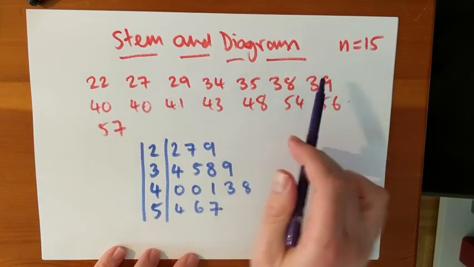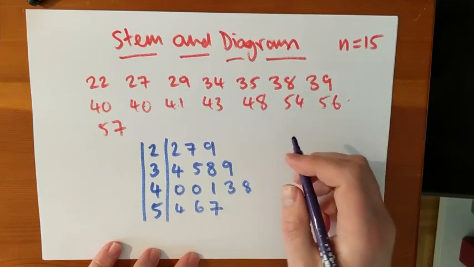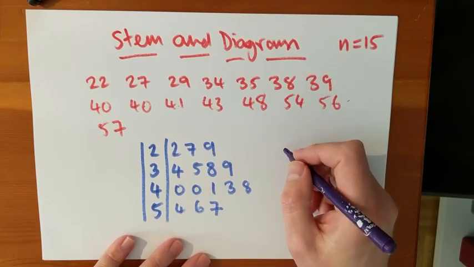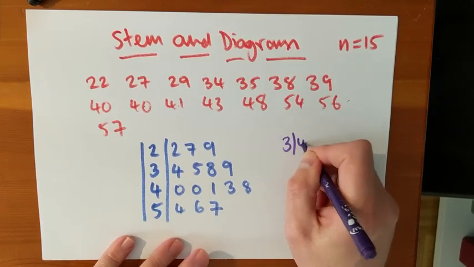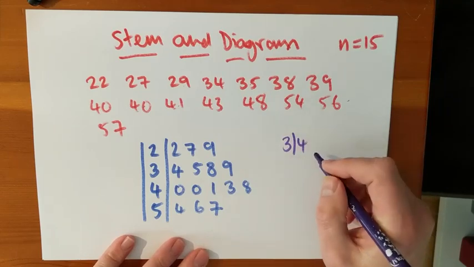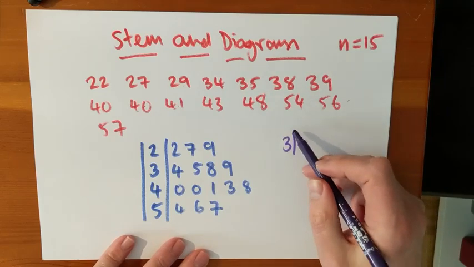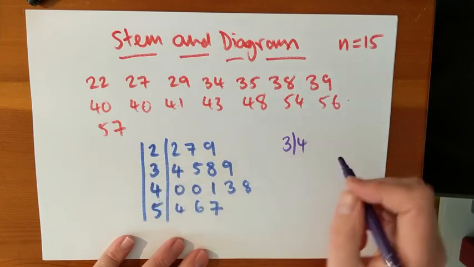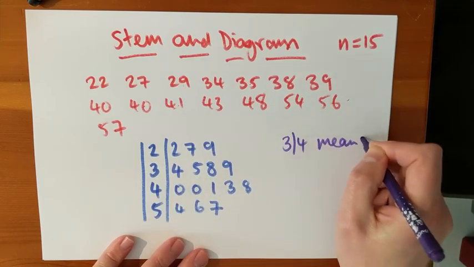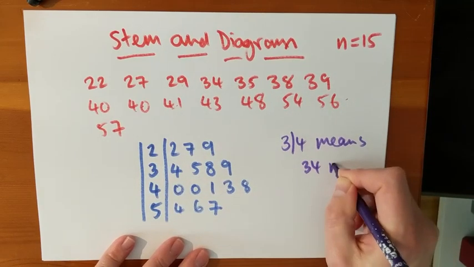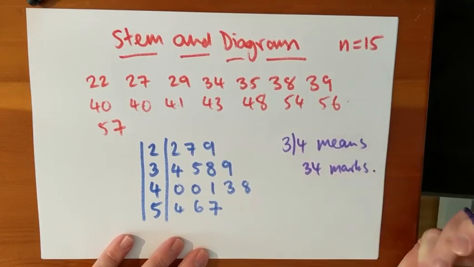Everything's in order. If it wasn't in order, you'd have to put it in order first. But to make sure this is a proper stem and leaf diagram, you have to have a key. So I'm going to do this. I'm going to define my stem and leaf diagram where we have 3|4, like that number there. That means 34 marks for this particular test.